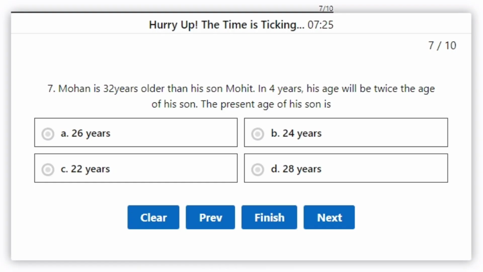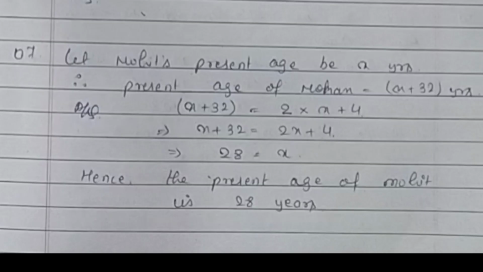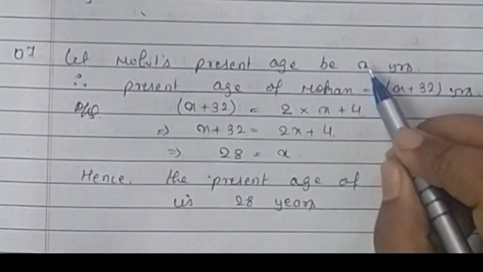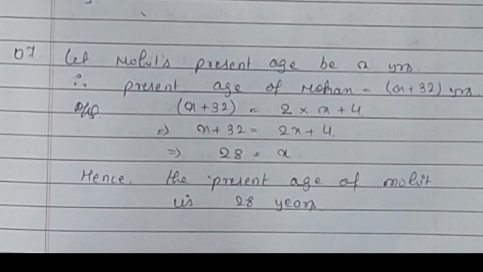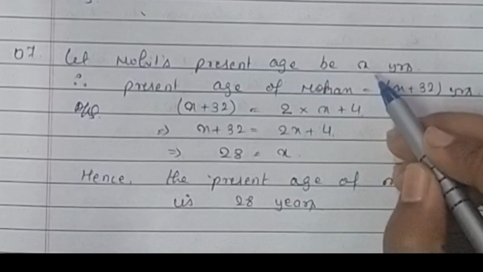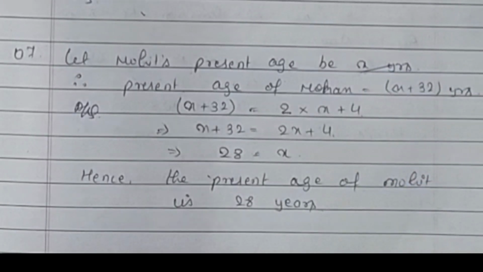Now, our seventh question is, Mohan is 32 years older than his son Mohit. In 4 years, his age will be twice the age of his son. Present age of his son is. Basically, by following the question, we have assumed the present age of Mohit, who is the son of Mohan, is x years.